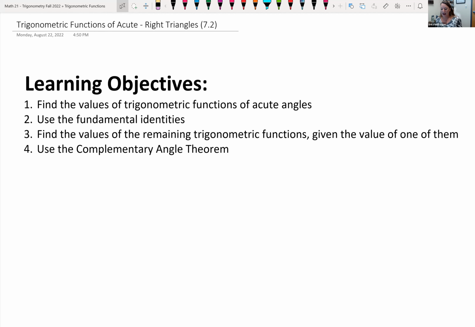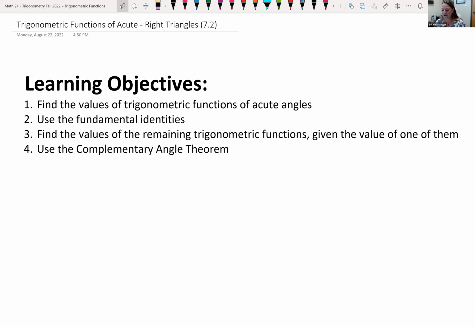So we've been looking at angles, and now we are going to look at trigonometric functions of acute angles. Acute means that it's less than 90 degrees of a right triangle. And we're going to define the trigonometric functions that way.